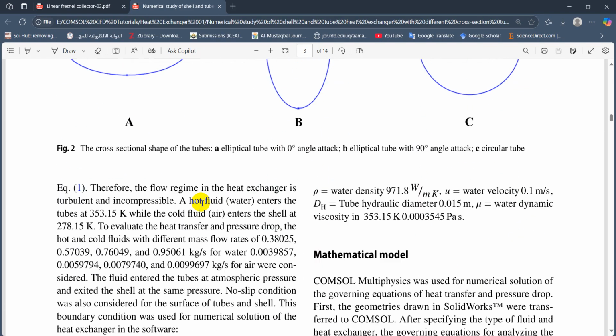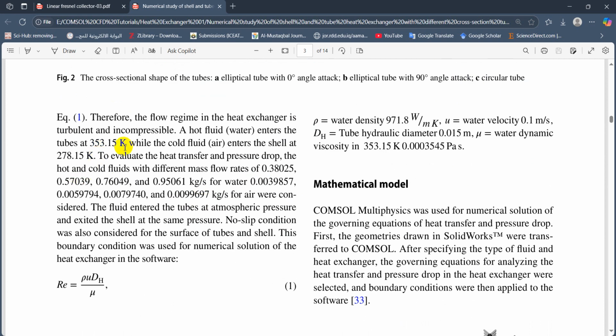Okay, and after that, the authors give other parameters that they use even in the software in the numerical solution, which is the calculation of Reynolds number, because it is important as it helps us to know if the fluid flow is laminar or turbulent. Okay, so after that they transfer into the mathematical model.